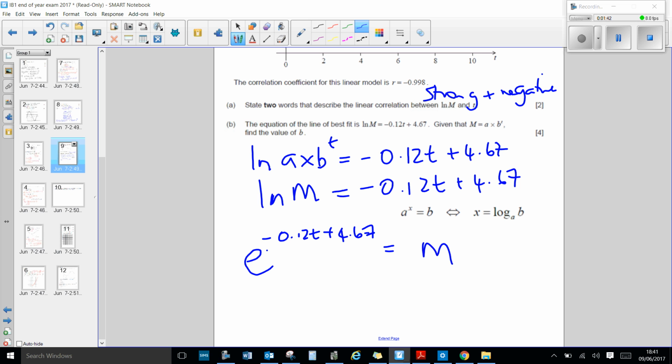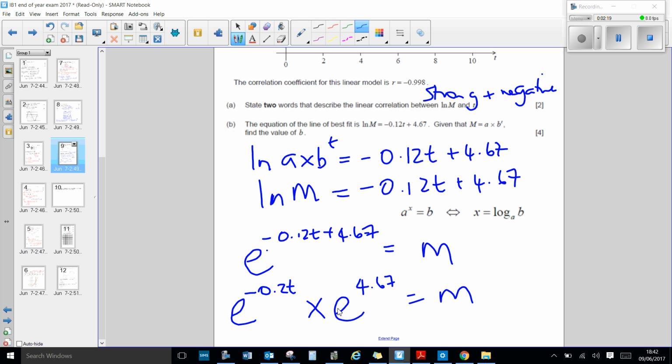If m is equal to this, then we've got a base e with two different things added together. We know that when we have the same base and we add our powers, it means those things are being multiplied. So it's e to the negative 0.12t multiplied by e to the 4.67. Let me just clarify that again. When we have e multiplied by e, because it's the same base, we would add our powers. So we can split this into these two separate things.